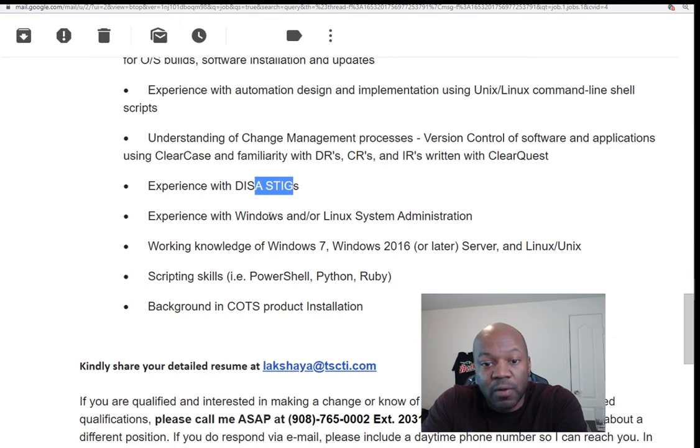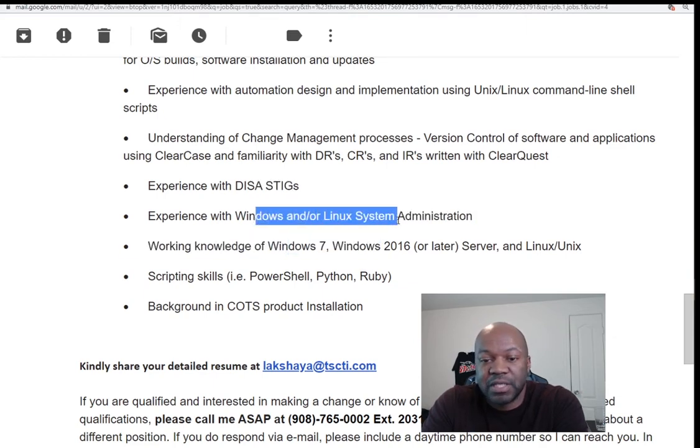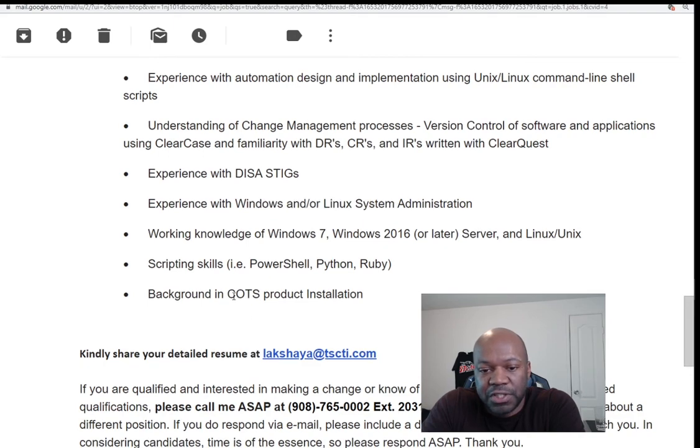Oh, they want you to be experienced with Windows and Linux system administration, because some of the back end of the NASs and SANs are based on Linux. This is why it's really important, if you're a noob, to know some Linux, because Linux commands are in routers and switches. They're in NAS devices. Because I knew Linux, I was able to more easily navigate databases and the back end of NAS network attached storage devices and storage area networks, because their back end is usually based on some sort of Linux and command line, things like that. Knowledge of Windows 7, Windows 16 or later, scripting, and background in commercial off-the-shelf products installation.